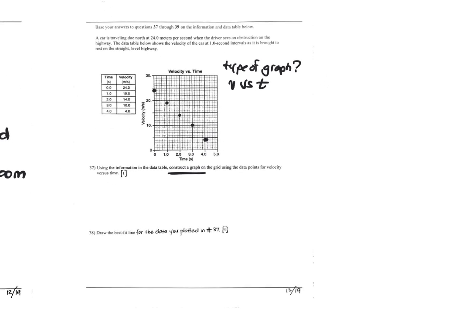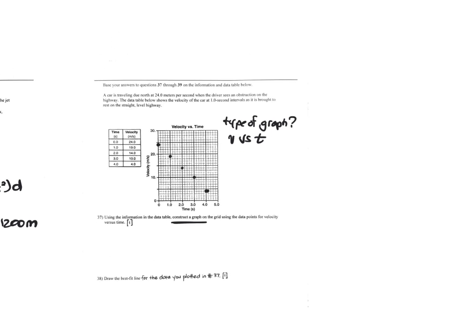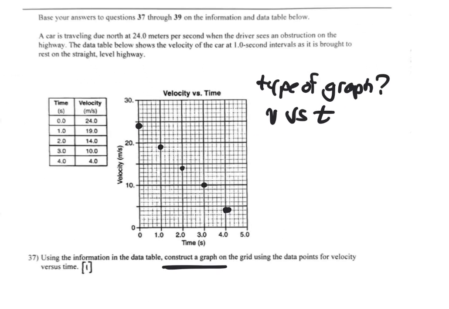And it says, draw the line of best fit for the data you plotted in number 37. This is looking pretty linear. And that's my line of best fit. I wish I could make it a little bolder, but you can still see that it's there. So there is, oops, that didn't work.